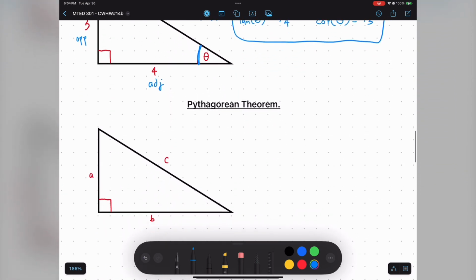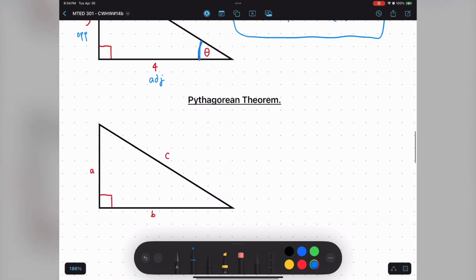So now we're going to move on to the Pythagorean theorem. This you have probably heard before. It is a formula that helps us figure out the sides of a right triangle. So it'll be the square of A plus the square of B, and that'll equal the square of C. So the squares of each of our legs added together is going to equal the square of the hypotenuse.